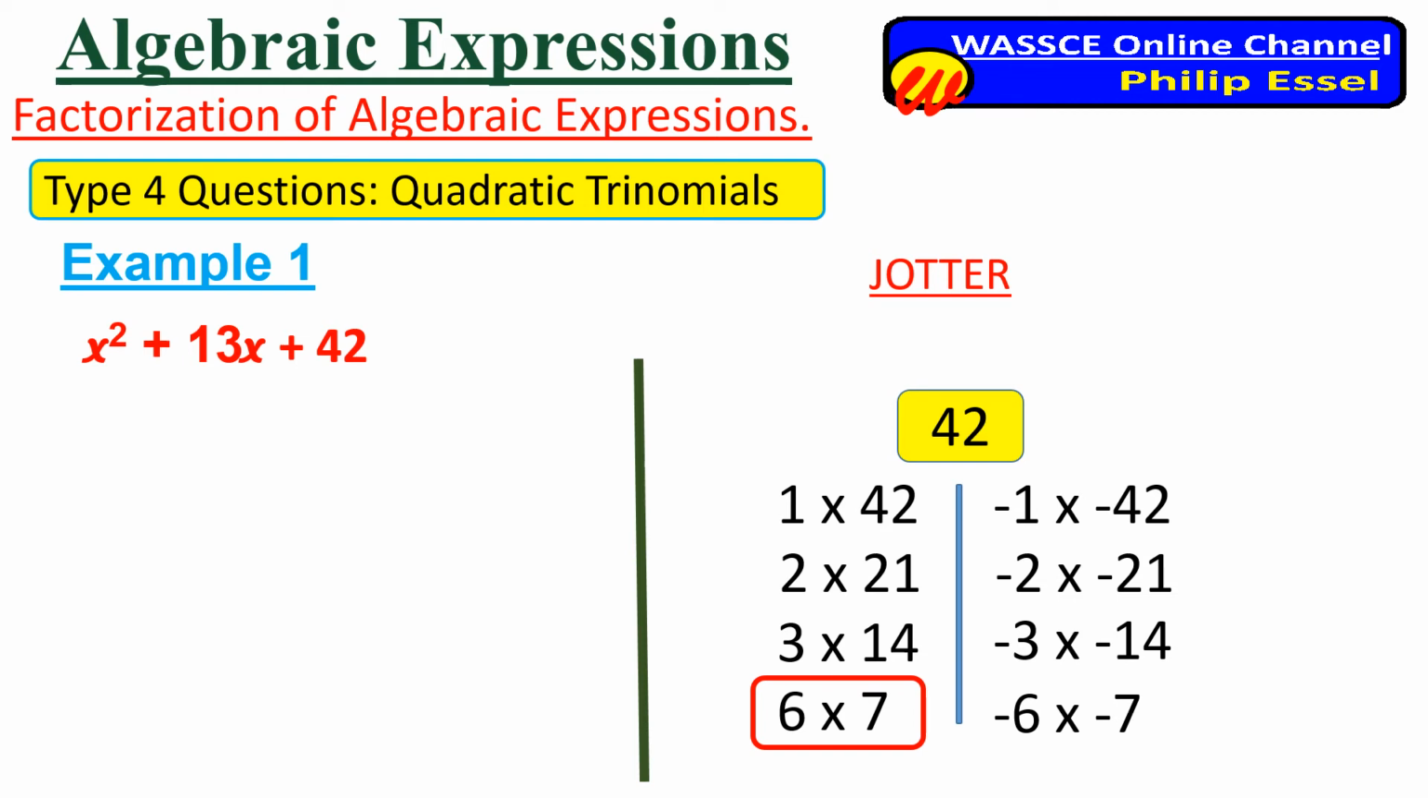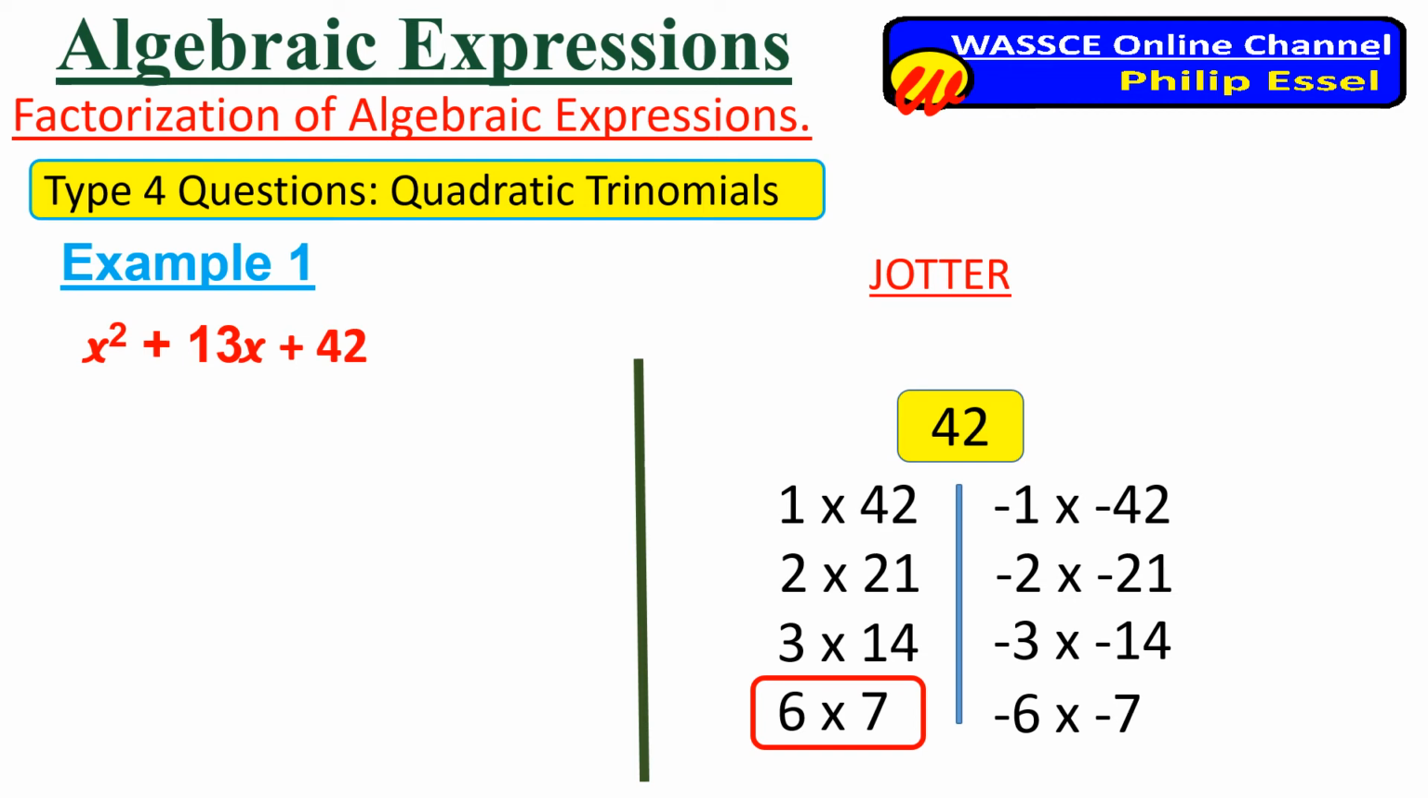You would realize that we have negative 6 times negative 7 there. The negative 6 added to negative 7 will give you negative 13, so that we can't use. We can use the positive 6 and the positive 7 because we are looking for positive 13.